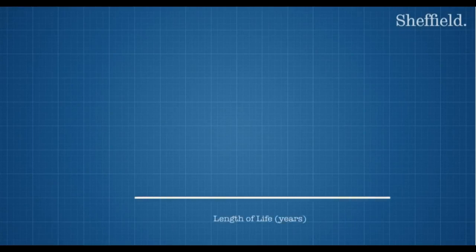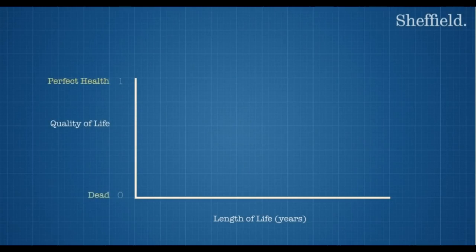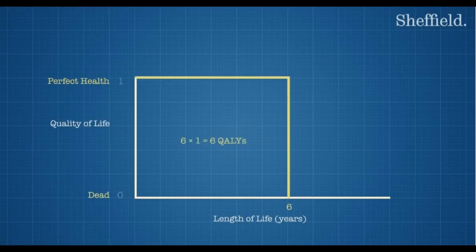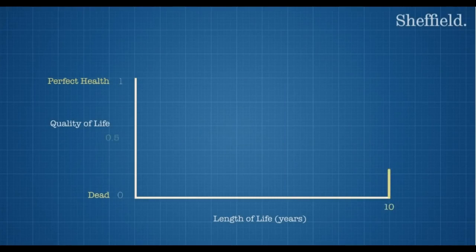To calculate QALYs, we multiply the length of life by the quality of life. Length of life is typically measured in years, and quality of life is measured on a scale of 0 to 1, where 1 is equivalent to perfect health and 0 is equivalent to dead. For example, 6 years lived in perfect health, valued as 1, would give 6 times 1, which equals 6 QALYs. 10 years lived at a quality of life valued as 0.5 would give 10 times 0.5, which equals 5 QALYs.